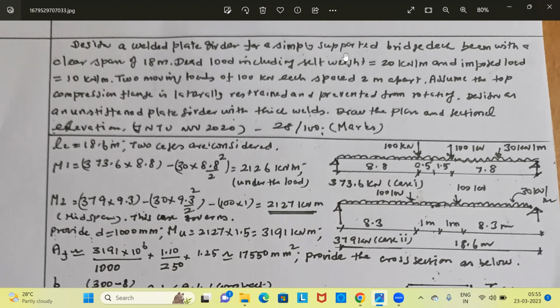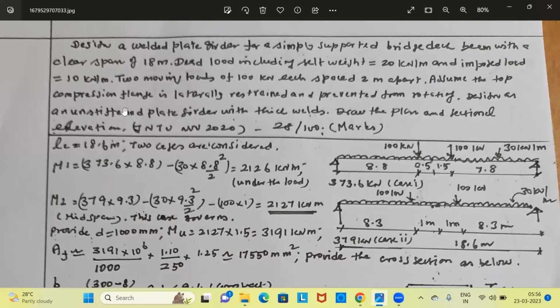Design a plate girder for a simply supported bridge deck with a clear span of 18 meters. The dead load including self weight is 20 kilonewton per meter and imposed load is equal to 30 kilonewton per meter. Therefore, the total dead load is 20 plus 10, 30 kilonewton per meter. That is what is written here. Two moving loads of 100 kilonewton, each spaced at 2 meter apart. And that is marked here, 2-point loads, 100 kilonewton.